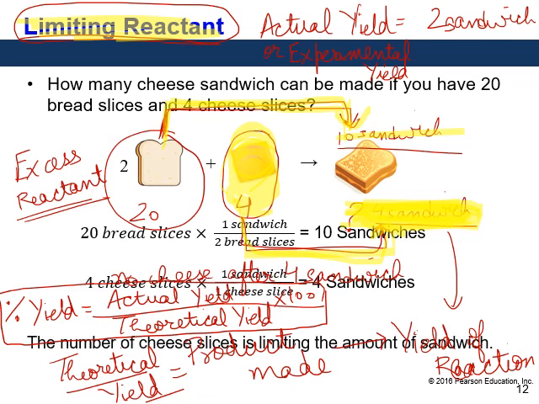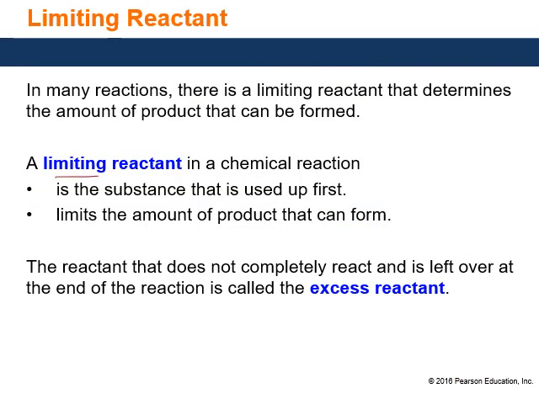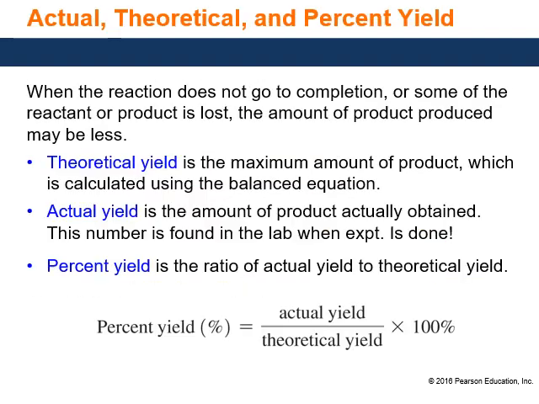The definitions are also listed here. A limiting reactant in a chemical reaction is the substance that is used up first, and it limits the amount of product that can form. The reactant that does not completely react and is left over at the end of the reaction is called the excess reactant, meaning you have more of it, but you're less on the other reactant. So the ingredient which is less is the limiting reactant. The ingredient which is present in more is the excess reactant.